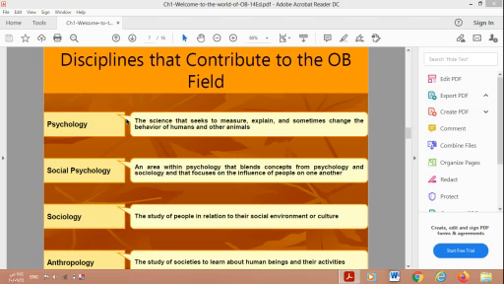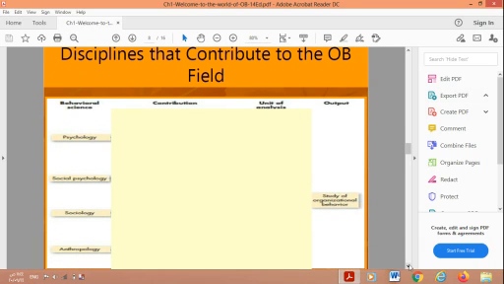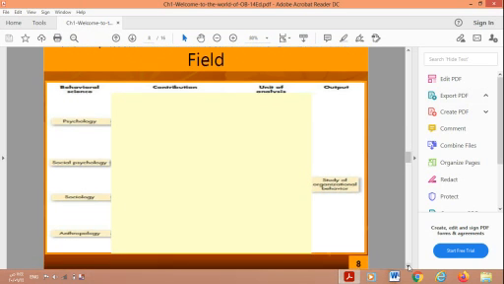Go to the next slide, which is talking about the disciplines that contribute to the organizational behavior field. Maybe the table here is not clear, but it is found in the book page 37, and we covered it in the last slide. Okay, so you can revise it again from the book page 37.